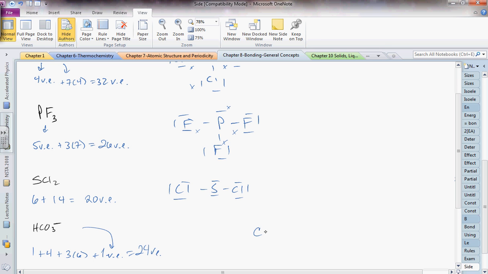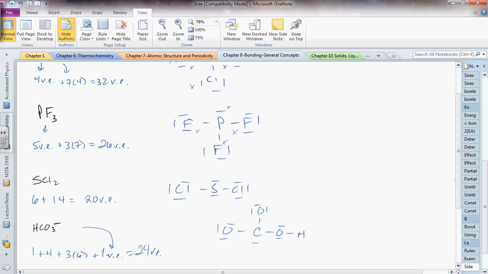Once again, I'll put my carbon in the middle. I'll have the oxygens radiate around it. And rather than putting the hydrogen on the carbon, I'm going to put it on one of the oxygens because that gives one of the oxygens 2 bonds. Doesn't give them all 2 bonds, but it gives one of them 2 bonds. I'm going to fill out octets with lone pairs.